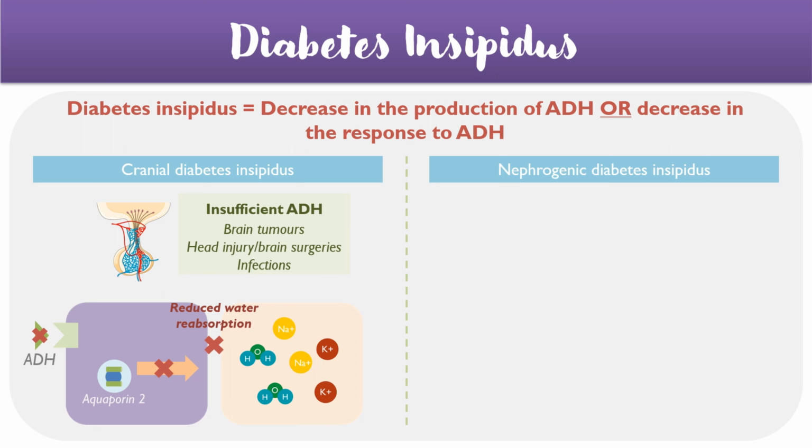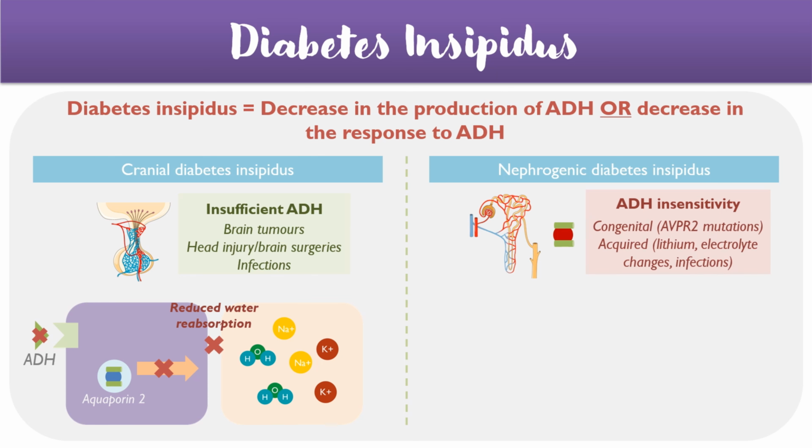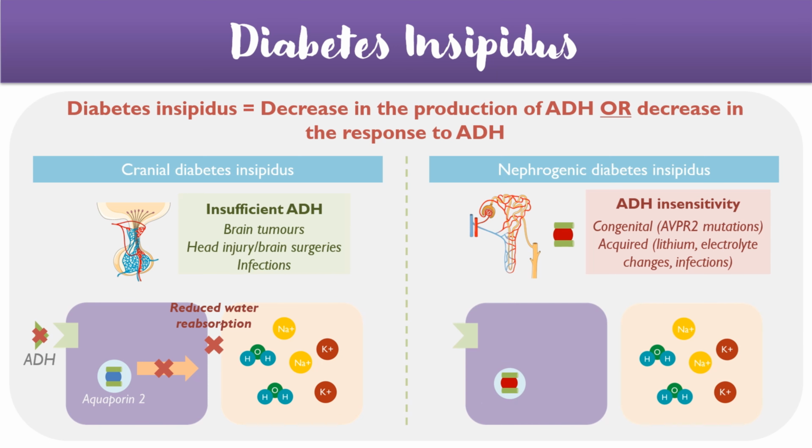In terms of nephrogenic diabetes insipidus, here there's ADH insensitivity, so ADH is still being produced, but the cells of the nephrons aren't responding to it properly. And this can occur due to congenital effects, so for example aquaporin II channel mutations, or acquired abnormalities, such as lithium, electrolyte changes, or infections. In this case, ADH may still be produced, but for example in the case of congenital abnormalities, these are impaired aquaporins, so water reabsorption back into the blood is still decreased.